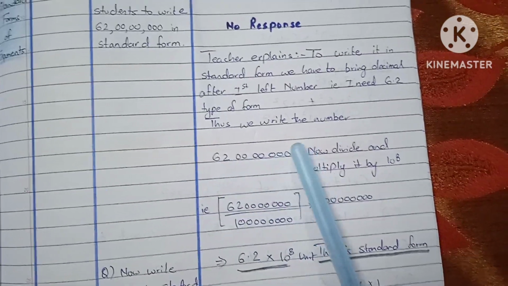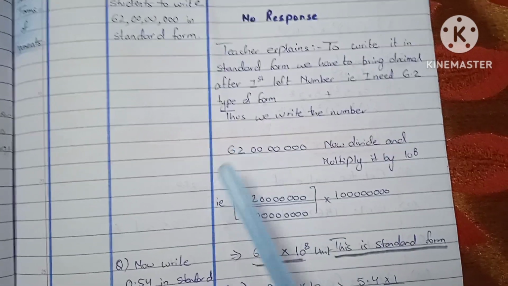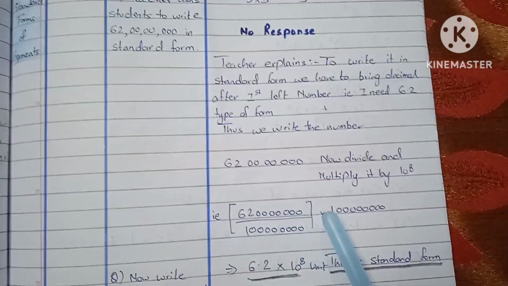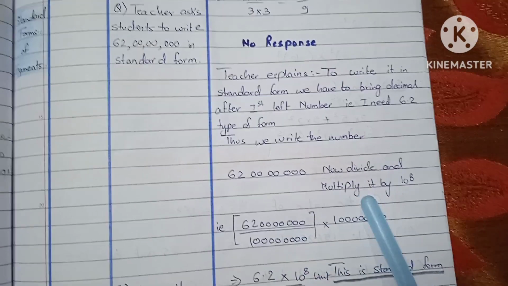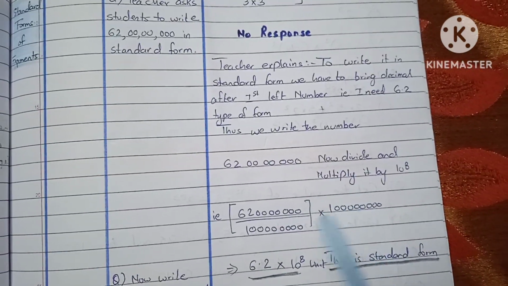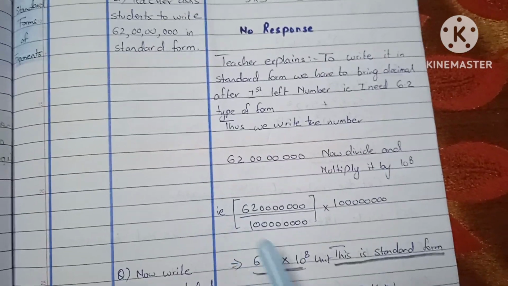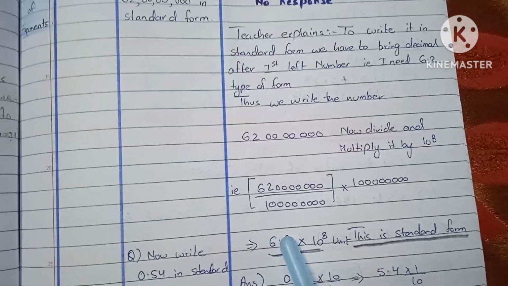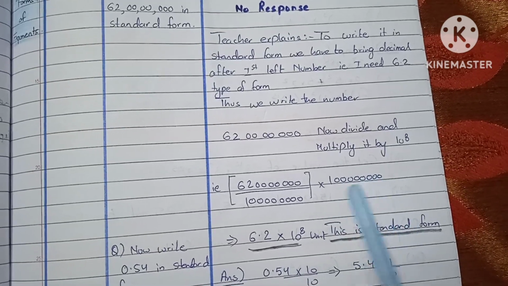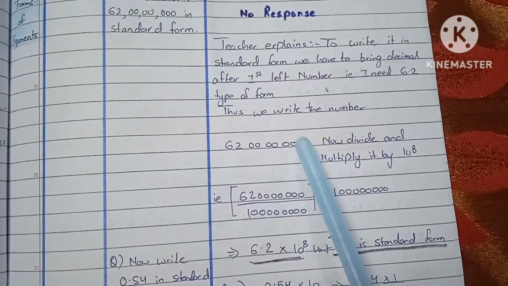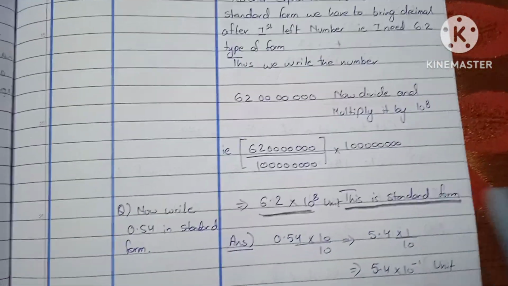So what we do is we count over here the numbers 1, 2, 3, 4, 5, 6, 7, 8. So I multiply this by 1 with 8 zeros, and divide it by 1 with 8 zeros. So there is no difference in the equation. Now when I divide it in this form, I get this as 6.2. And this much is left, so this is 10 raised to the power 8. There are 8 zeros over here, which I have counted already. So now I get this in a standard form.